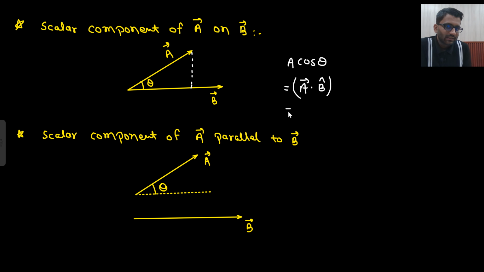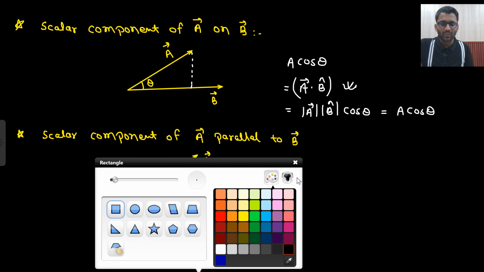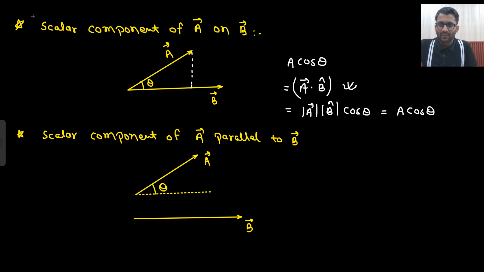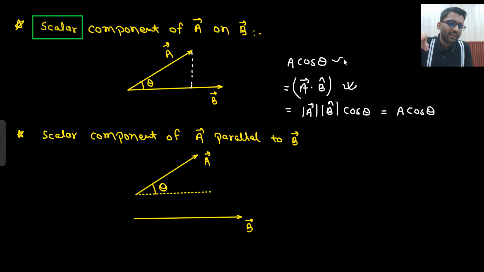Did I tell you this? Yes. What is the magnitude of vector A? That is A only. What is the magnitude of B cap? That is 1. And what is the angle between them? Cos theta. So it can be written as A cos theta, right? So this is the other way of representing it. Scalar component of A on B. So this quantity is scalar.